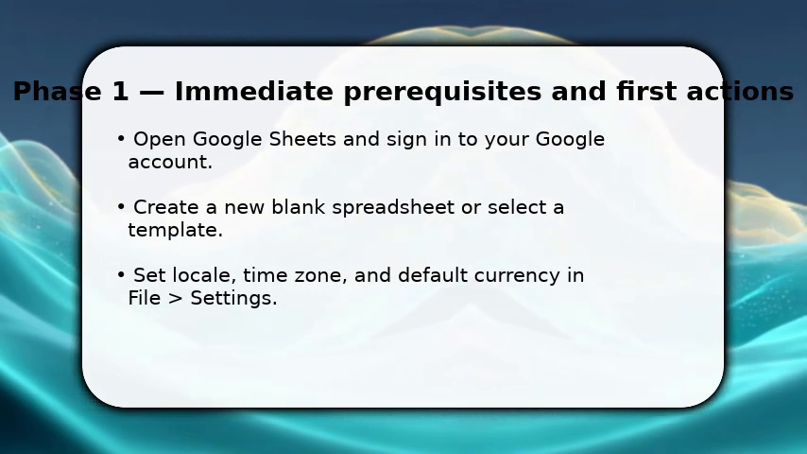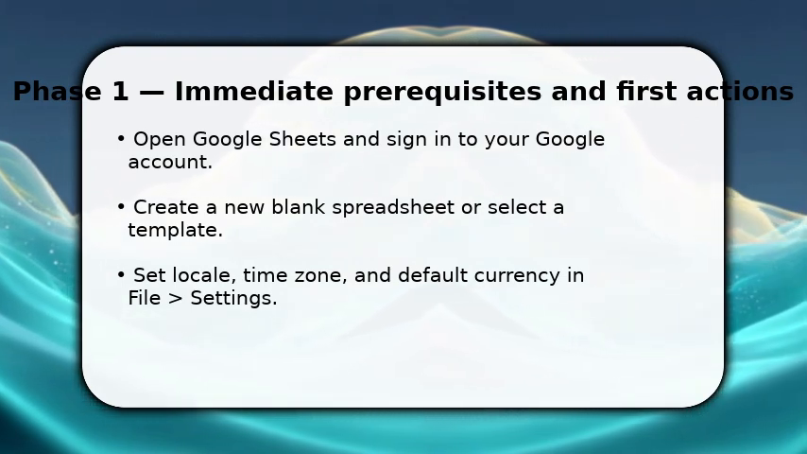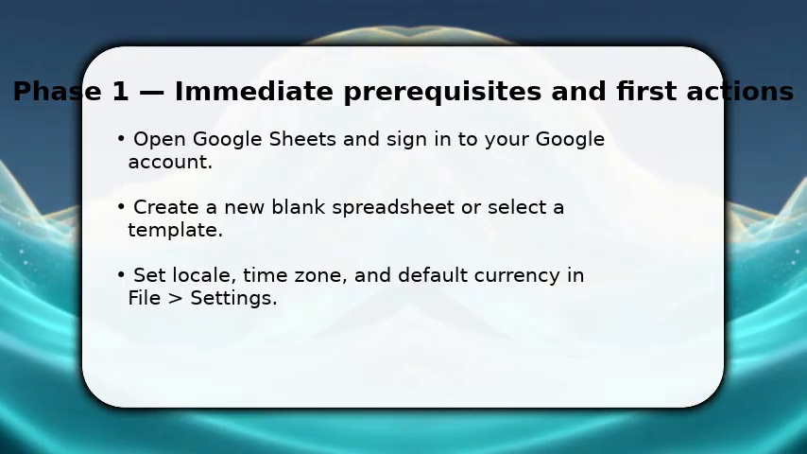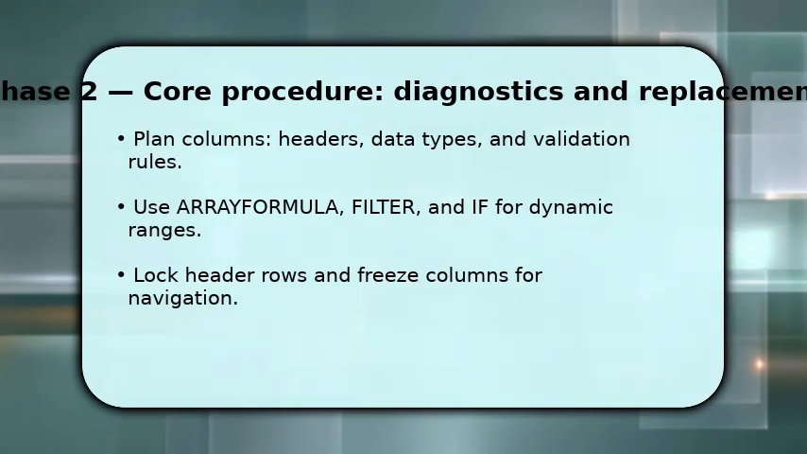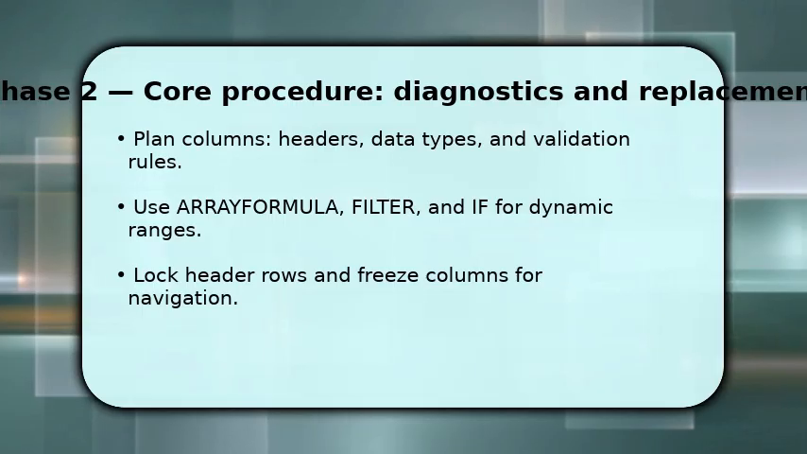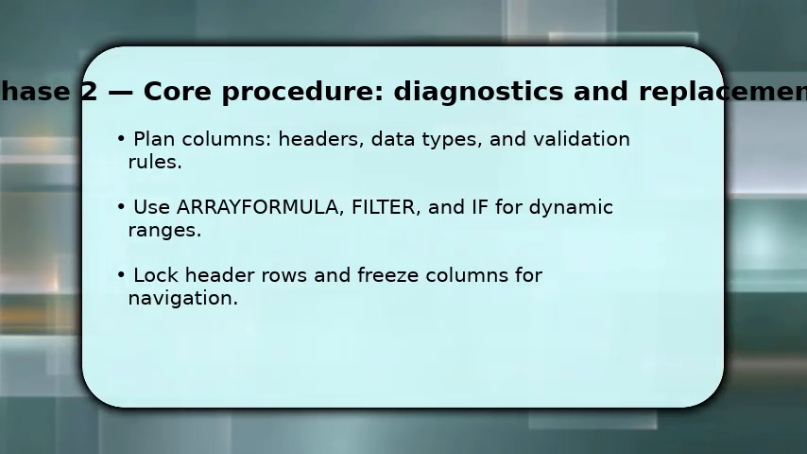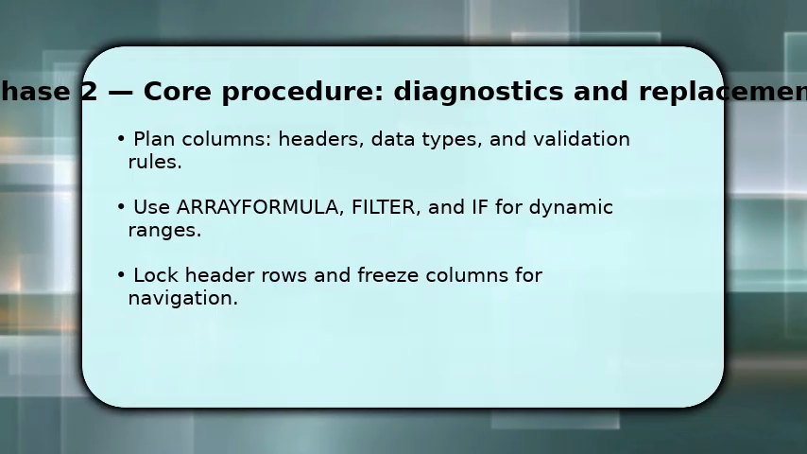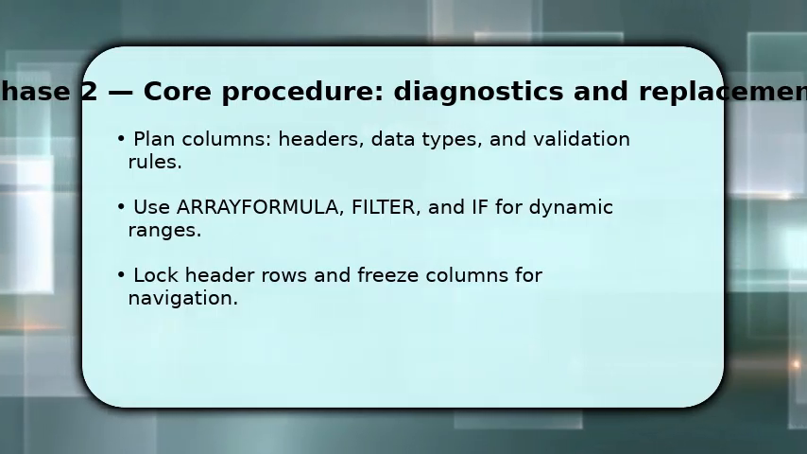Next, you structure the sheet. Create clear headers and choose appropriate data types, then apply data validation to enforce inputs. Use formulas like array formula for whole column operations, filter to extract rows, and if combined with isBlank to handle missing values. This reduces manual copying.